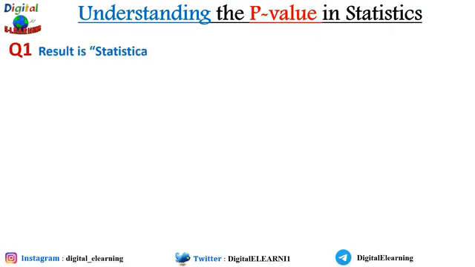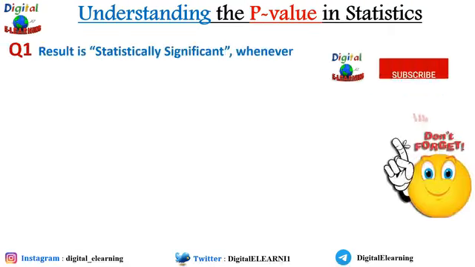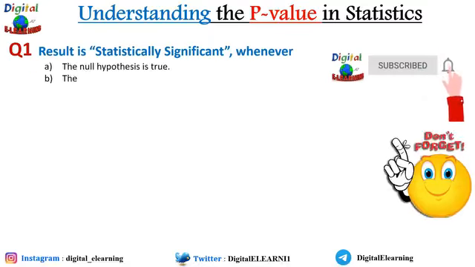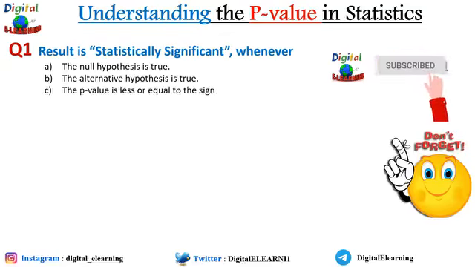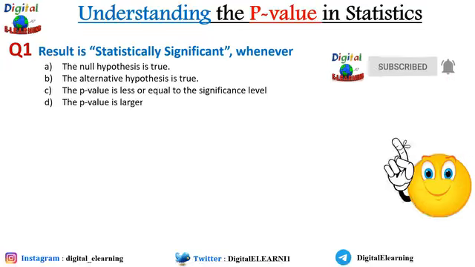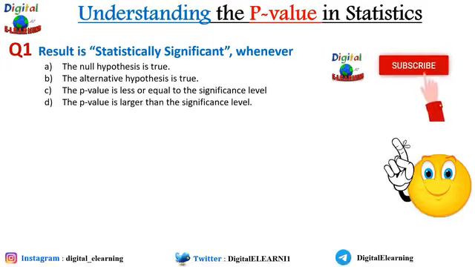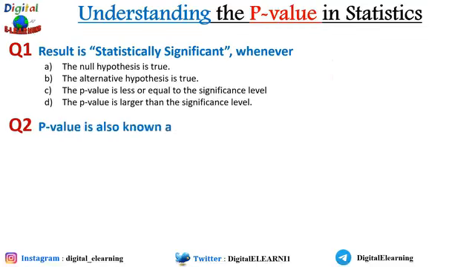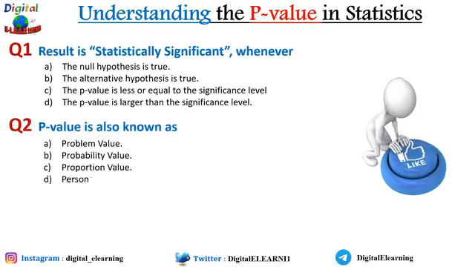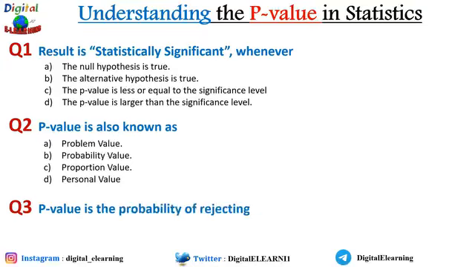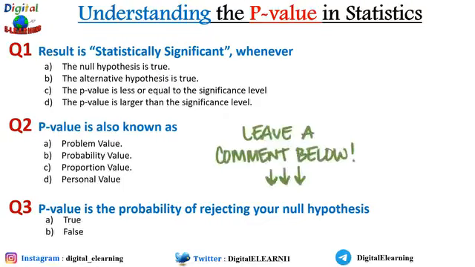First question. The result is statistically significant whenever the null hypothesis is true, the alternate hypothesis is true, the p-value is less than or equal to the significance level, or the p-value is larger than the significance level. Second question. The p-value is also known as problem value, probability value, proportion value, or personal value. Question 3. P-value is the probability of rejecting your null hypothesis. Is it a true statement or a false statement? You can leave your answers in the comment section below.